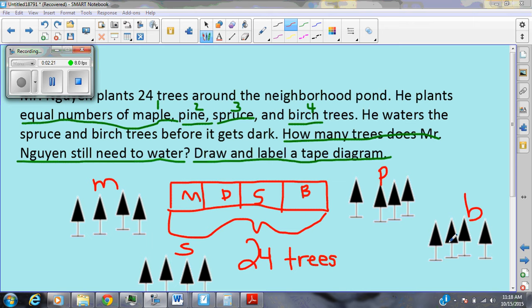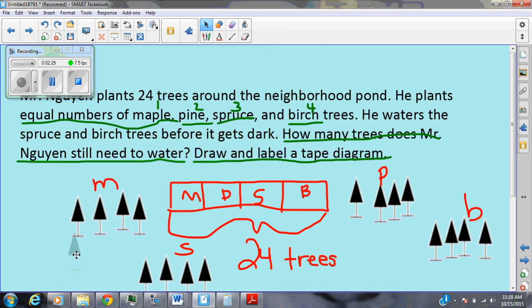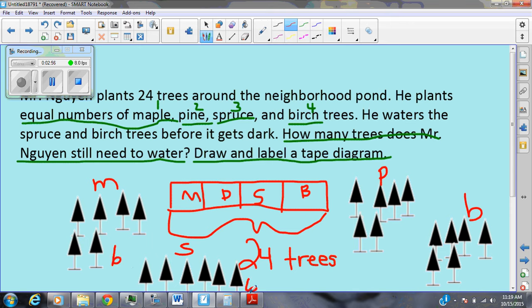I want to keep counting until I get to 24, and that's what I'm going to do. So I have 16. I'm going to continue to count. 17, 18, 19, 20. If you have to show me a picture, you can do this by drawing circles in the box. So I'm on 21, 22, 23, and 24. When I look, I can see that there are 6 trees in each category. So I can number this: 6, 6, 6, and 6.